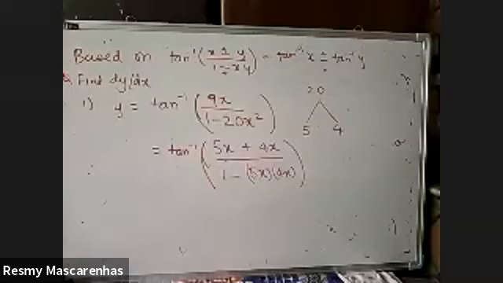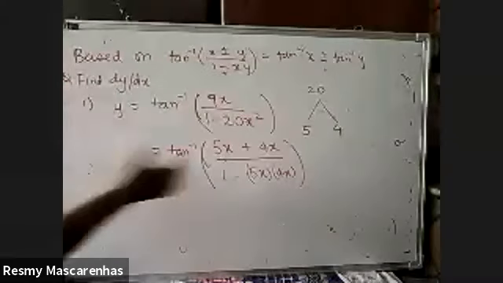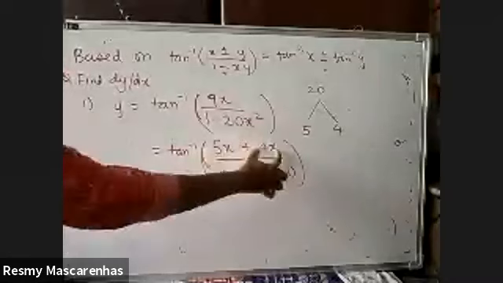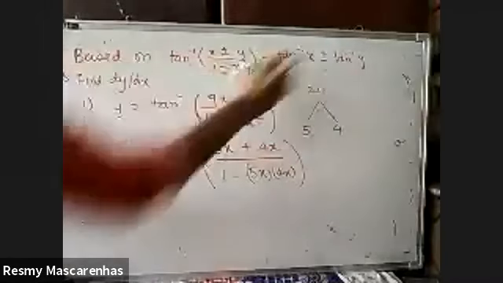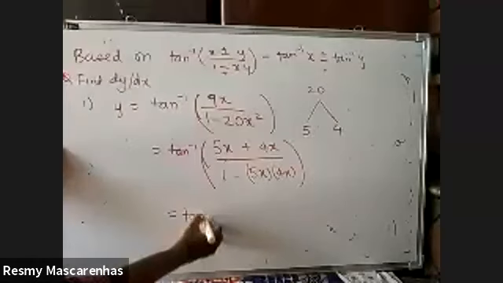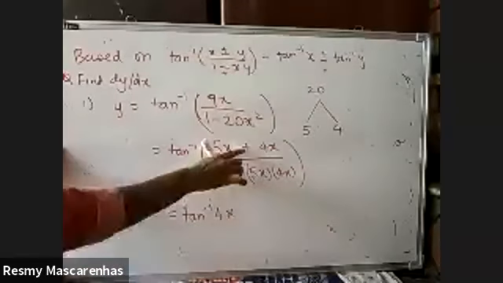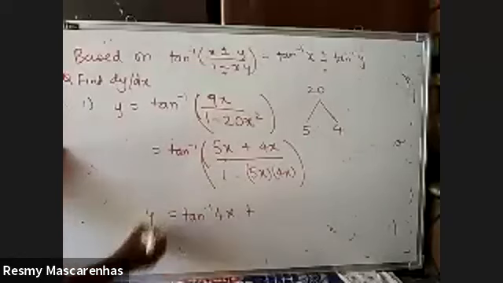Now it will fall in this category, tan inverse of (x plus y) upon (1 minus xy). So what is x here? 5x. What is y? 4x. So apply this formula here. So what will it do? Tan inverse of x. Since this is plus, this will be plus.